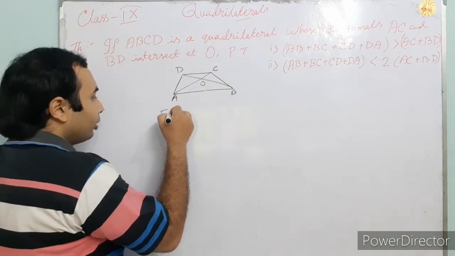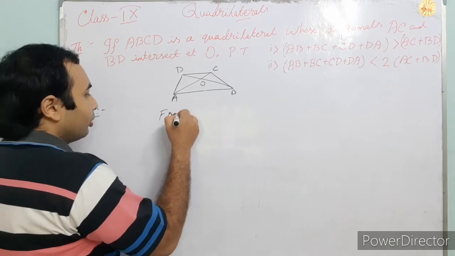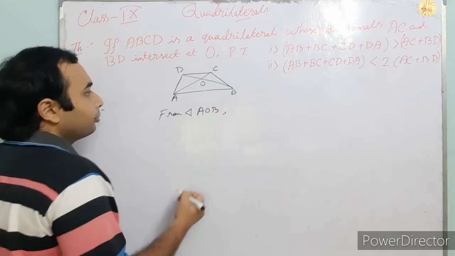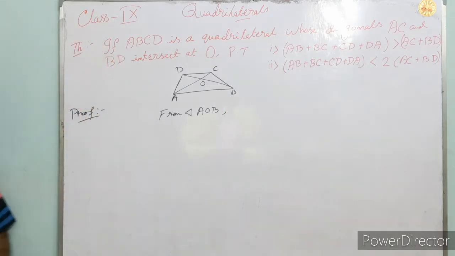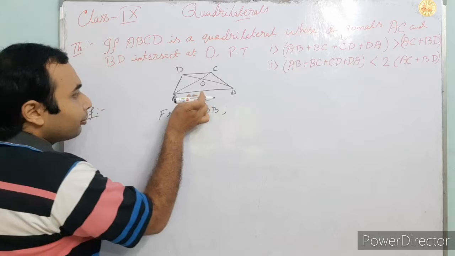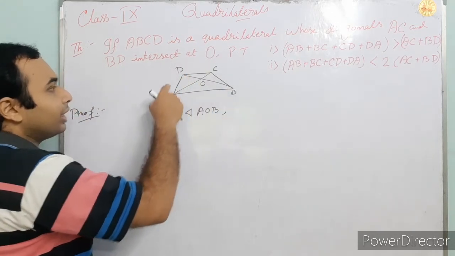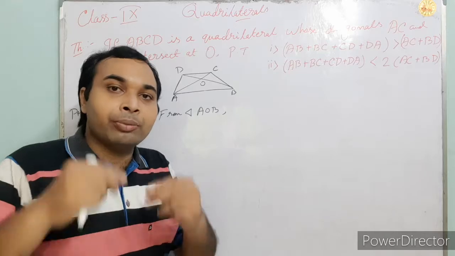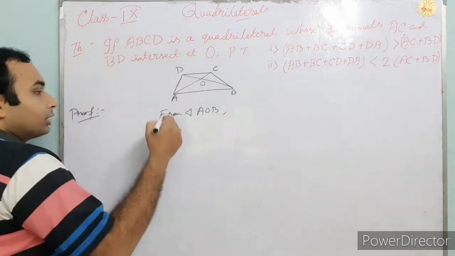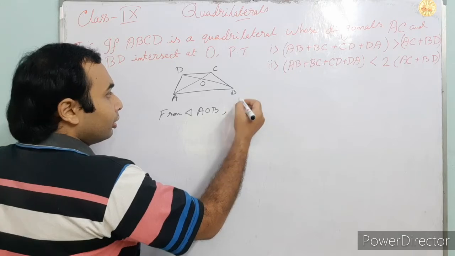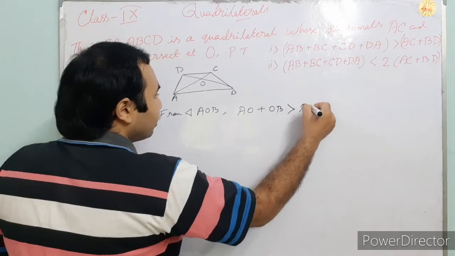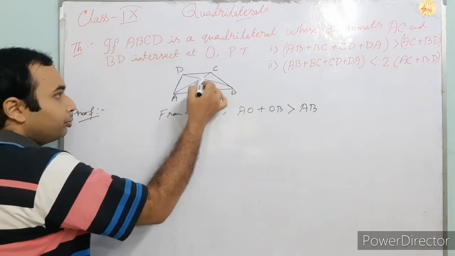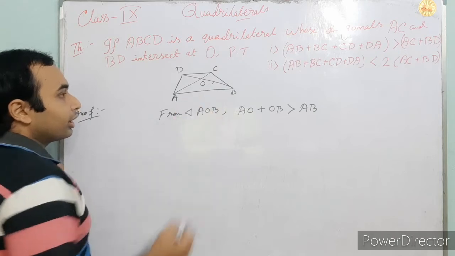So from triangle AOB, and also you have to keep in mind that all the main sides, that is AB, BC, CD and DA, will be at the right hand side. You have to arrange in such a way. So from triangle AOB, AO plus OB is greater than AB. This is the AOB triangle. So AO plus OB is greater than AB.